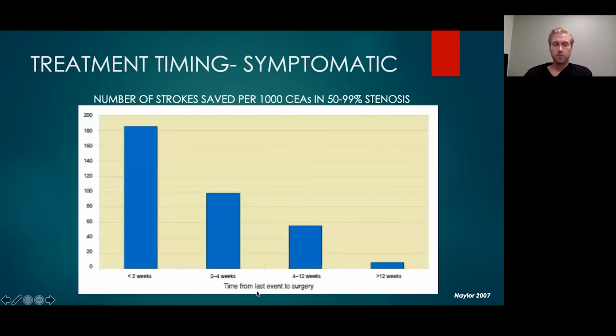And this looks like, when you're going a little bit further on the time horizon, a little bit more like this. This is the number of strokes saved per 1,000 carotid endarterectomies in patients with 50 to 99% symptomatic stenosis. You can see less than 2 weeks is the most benefit by far. If you wait 3 months, very little benefit.